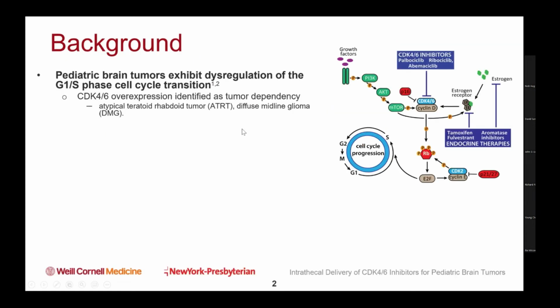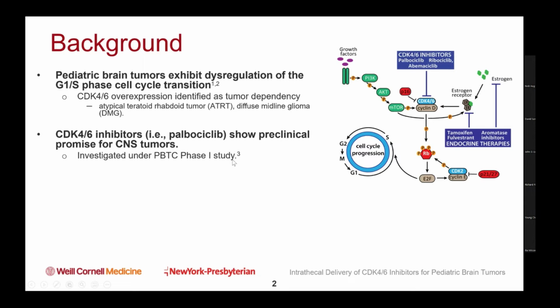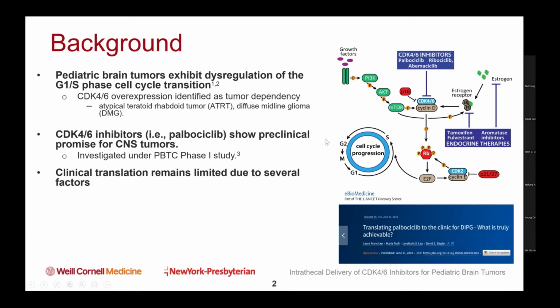So first, overexpression of cyclin-dependent kinases such as CDK4 and 6 has been cited as a major driver of cell cycle dysregulation and tumor proliferation in a subset of pediatric brain tumors. To combat this, CDK4/6 inhibitors such as palbociclib have been developed and have risen to the level of phase 1 clinical study. However, their translation has remained limited due in large part to variable CNS penetrance, which in practice leads to dose escalation, often incurring dose-limiting systemic toxicities.